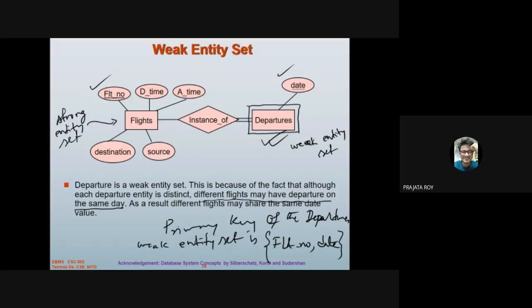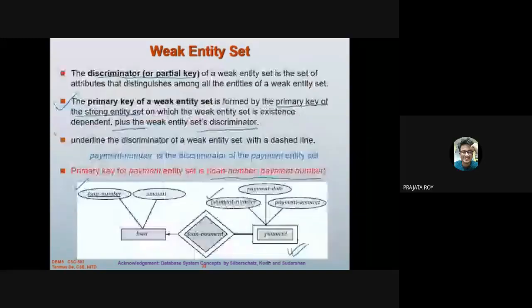Or, Sir, one question, sir. Sure. So in the previous slide, sir, it was written that the identifying relationship is a one-to-many relationship from identifying to weak sets, sir. But in the diagram, sir, the arrow is pointing towards the identifying set.